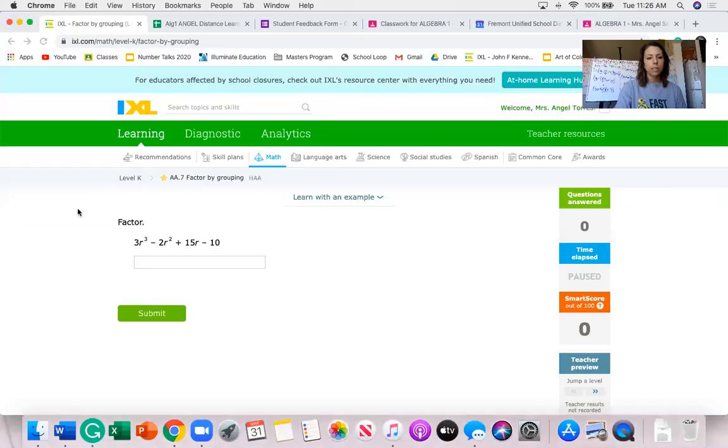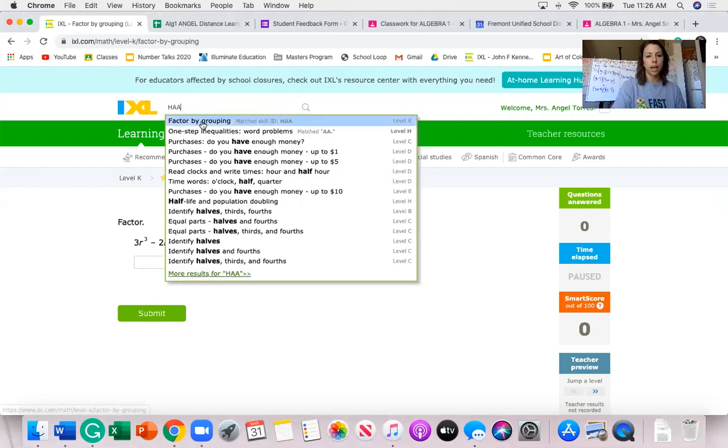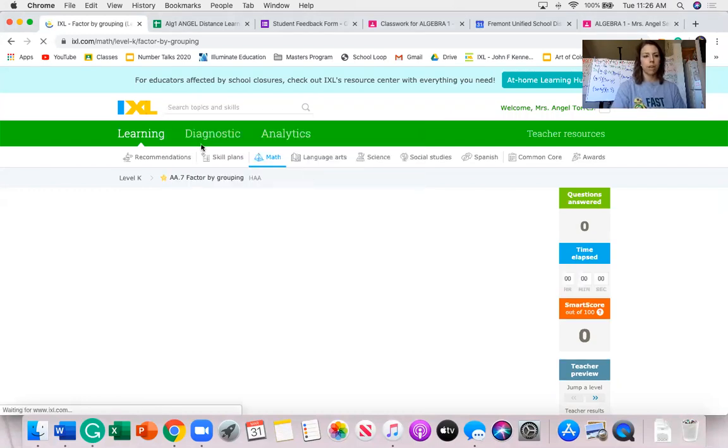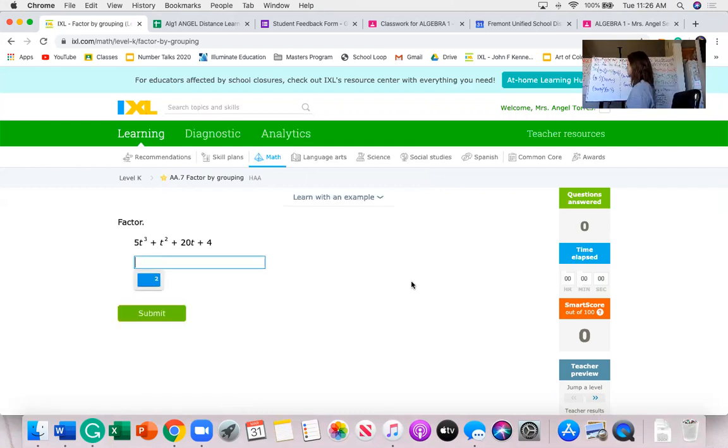Today's IXL practice code is HAA, like saying ha, really long. Factor by grouping. We're going to go through different levels of practice here, do some examples, talk about what happens when we factor things out correctly, incorrectly, etc. All right, so first example here on your screen, if you're following along at home, you're going to write this example down and do it along with me.